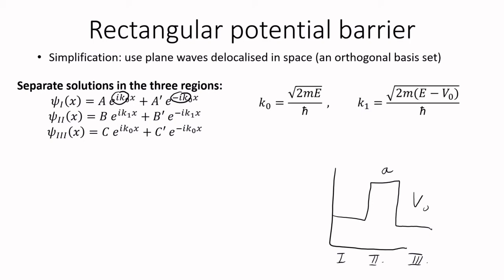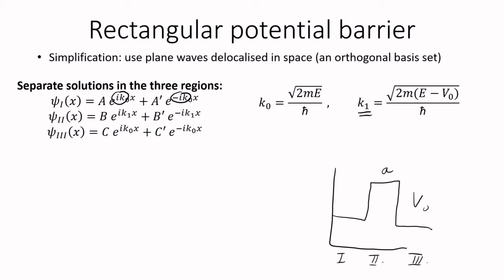And the wave numbers of the waves are as follows. These depend on the mass of the particle m, the energy of the wave E, and the height of the barrier. Now, depending on the sign of k1 squared, we have 2 different cases. If the energy of the wave is smaller than the barrier, we get exponential decay inside of the barrier. If the energy is larger than the barrier, the solution is still a wave propagating through.